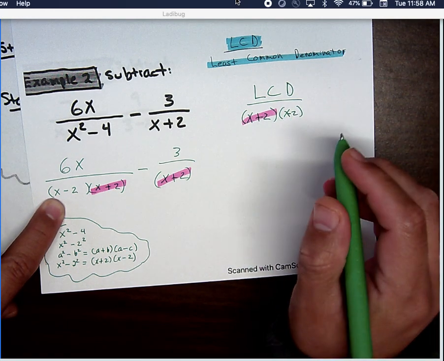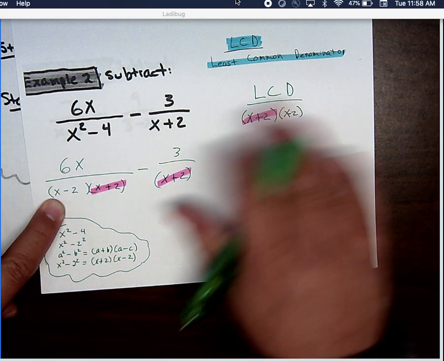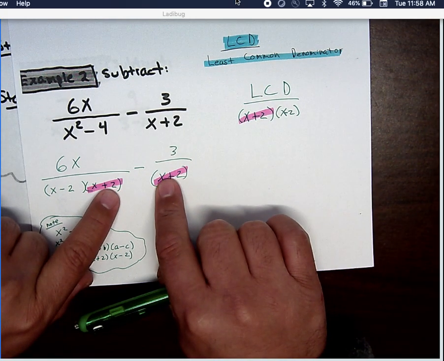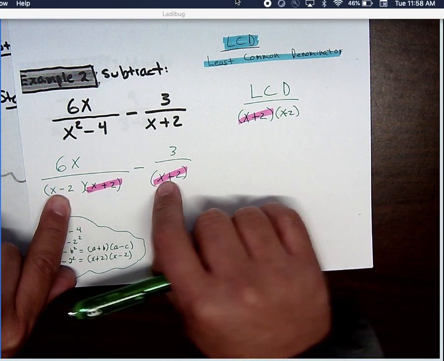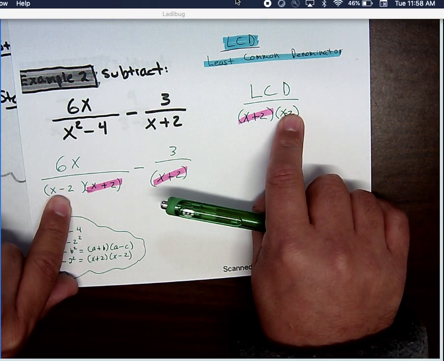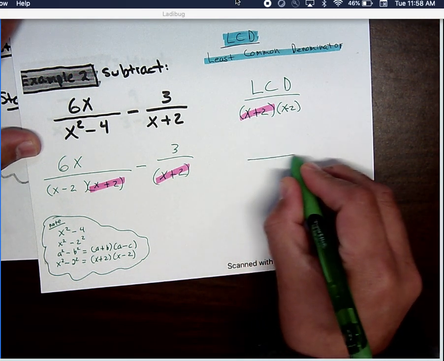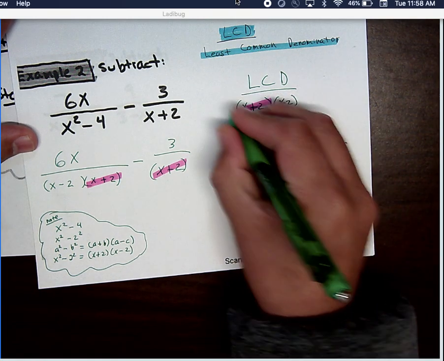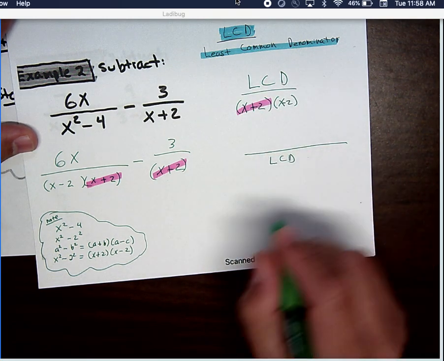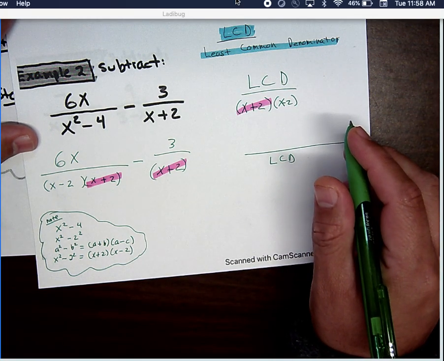So x minus 2 here. That would be part of the LCD. So again, whatever is repeated, you write it once, and everything that's left, you write it also for the LCD. So that's the LCD. So what happens here? I'm gonna let you guys do LCD here. Just put LCD. It would be this one, but write LCD. That way you don't have to rewrite this many times.